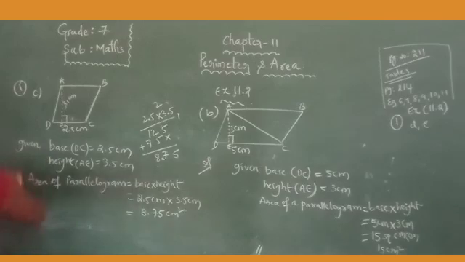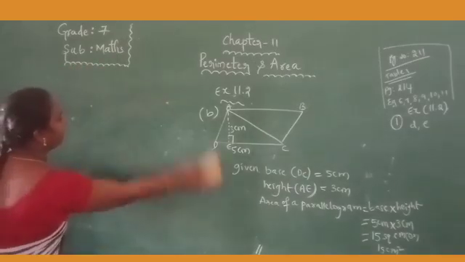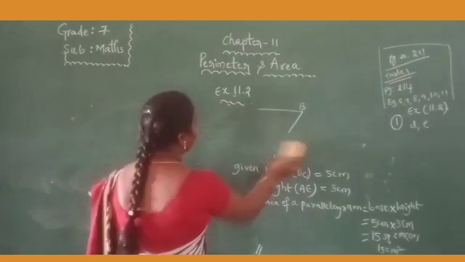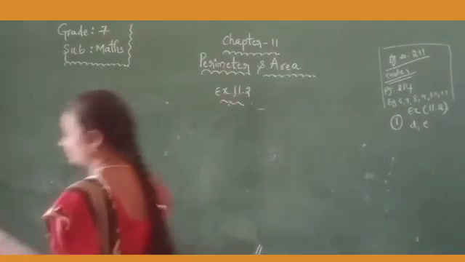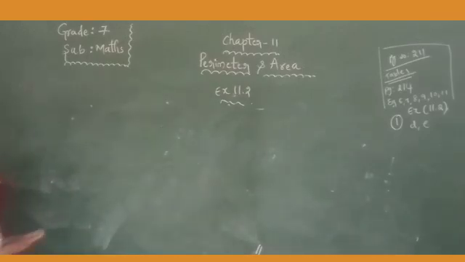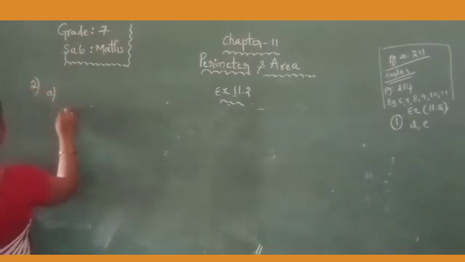So what do you have to find here? The area of the triangle. So what is the area of a triangle? Half into base into height. Okay, next draw this one in your notebook, the second one. So it is a triangle.